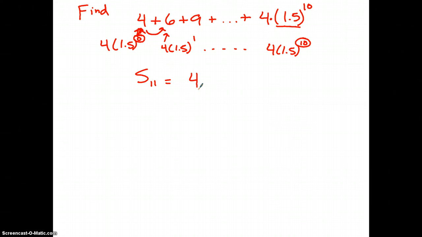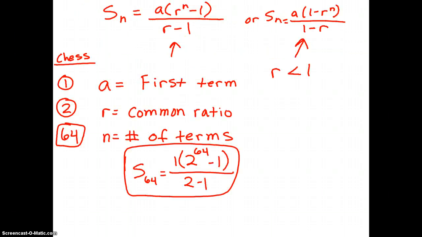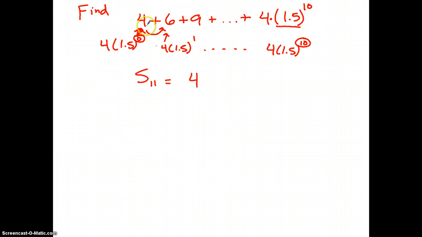Okay, and 4 is my first term. If you need to go back and look at the formula, I'll go back before you. We're going to be using this formula. A is what I start with, so my first term is 4. And then my common ratio, I'm multiplying by 1.5 every time here. This is raised to the n power, which I put 11, and I'm subtracting 1 from this. This is all over 1.5 minus 1.